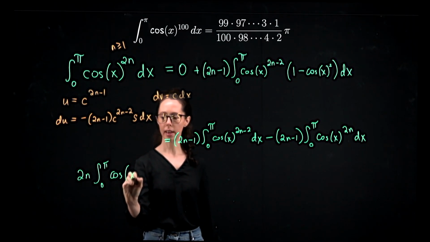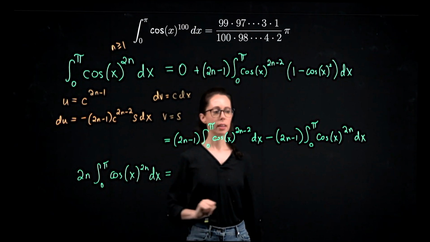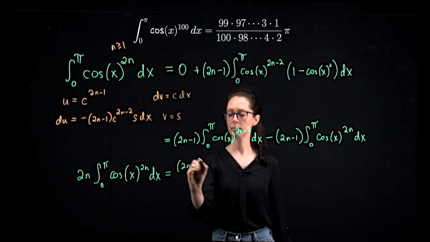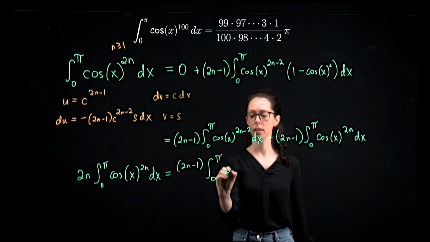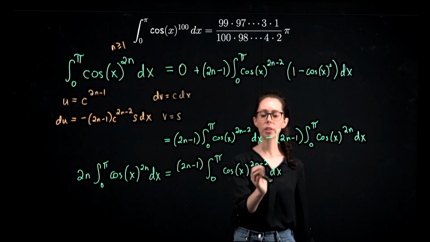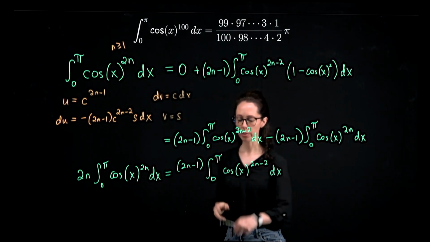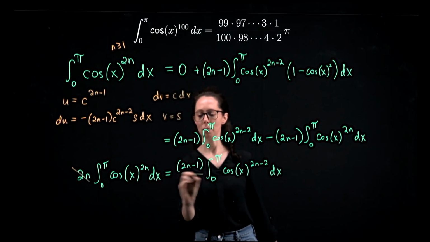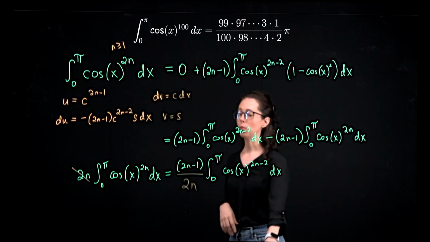Cosine x to the 2n power dx, leaving us with 2n minus 1 times the integral from 0 to pi of cosine raised to the 2n minus 2, which is like the even power that came before this one. And I wrote this 2n minus 1 kind of high because what I now plan to do is just divide by 2n like this. And that gives us exactly the form that we were looking for.